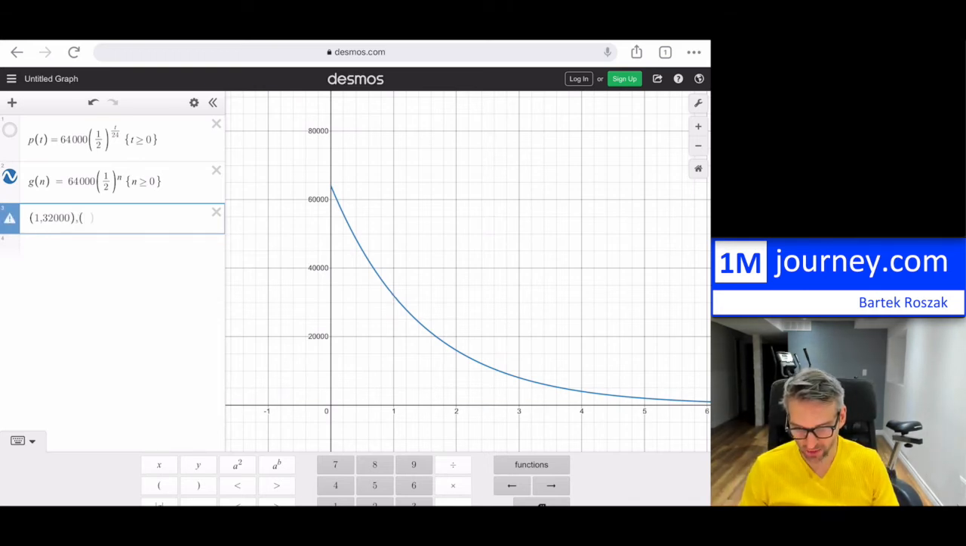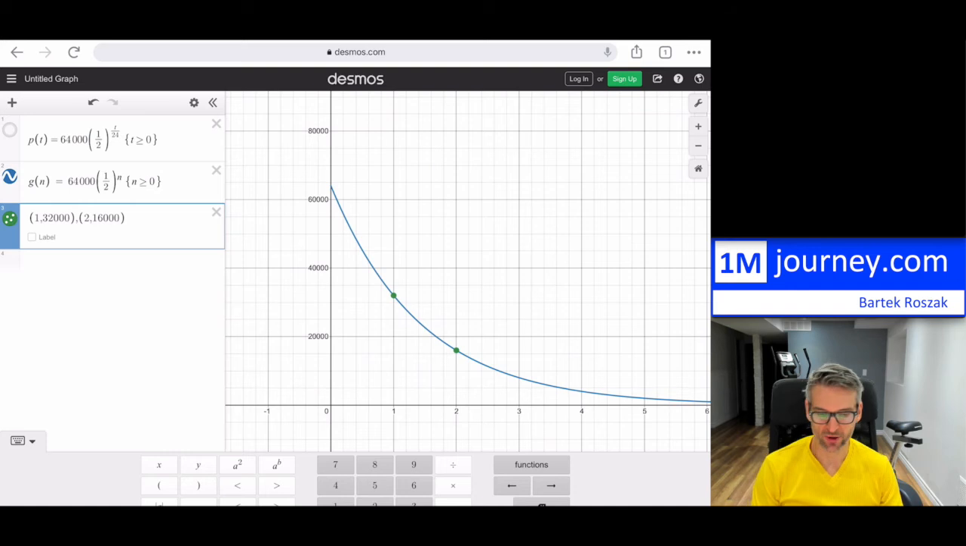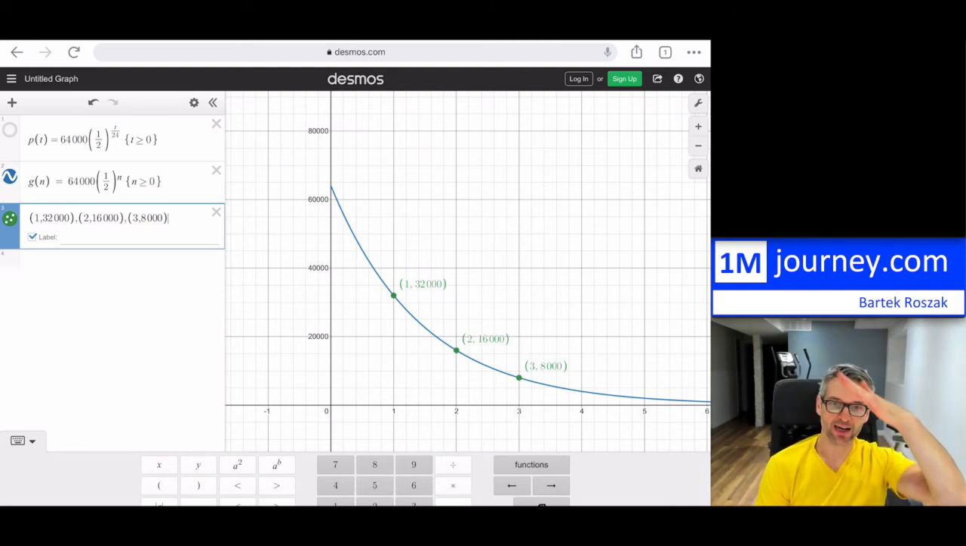I'm going to put a comma. At 2, it's going to be half of the 32, which is going to be 16,000. And notice that's that point. Again, at period number 3, this is going to be at 8,000. I'm going to just label these so that you can see that those are the half-life points that we have along the way. So that's one way of graphing it when it's with respect to n, and n represents the number of periods that you have.